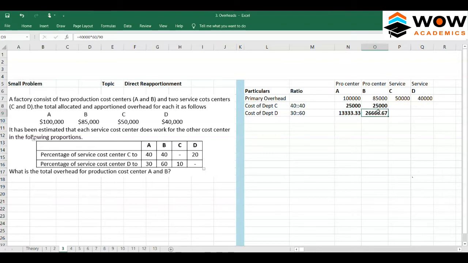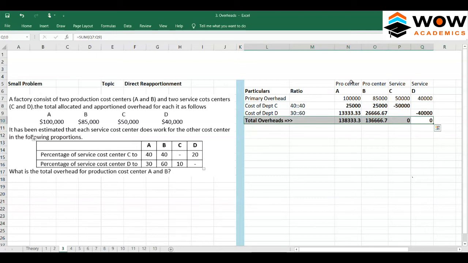As the cost is moved to these departments, the C department will not have any cost anymore, and D department's cost will also get cleared. Now if we add, this is going to be the total overheads, because we don't need to put it as secondary overheads, as it's the final overhead. So we can just sum this. The service department cost should become 0 and 0. That is how it works. Hope you got the idea.